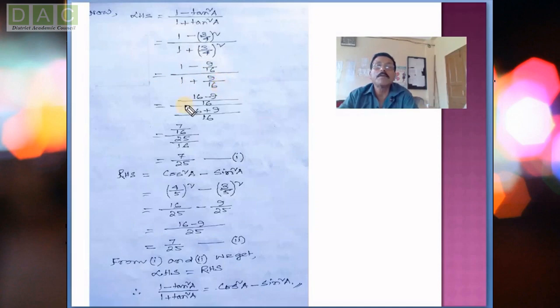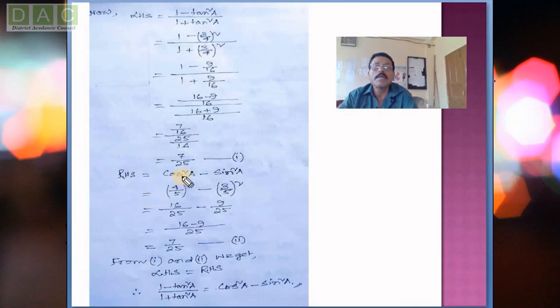Now take LCM in the numerator. It is 16, so 16 minus 9, and in the denominator also LCM 16, it will be 16 plus 9. Subtract in the numerator, you will get 7 by 16, and in the denominator adding 16 plus 9, you will get 25 by 16. Now do the calculation, you will get 7 by 25. Now the right hand side is given as what? Cos square A minus sin square A.